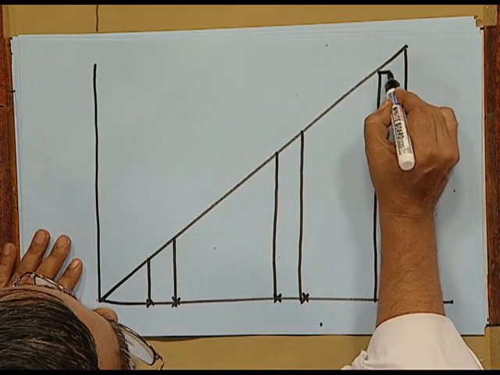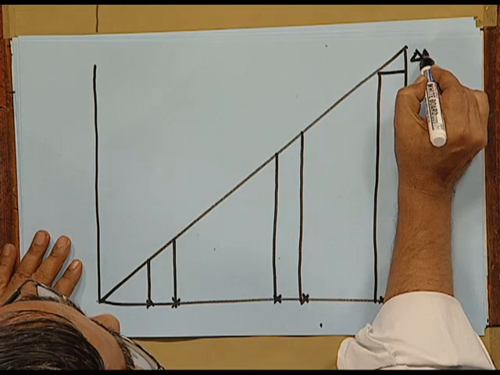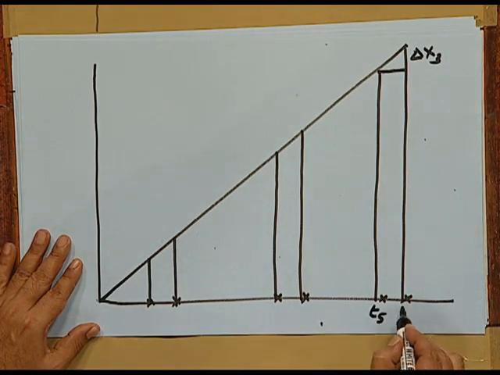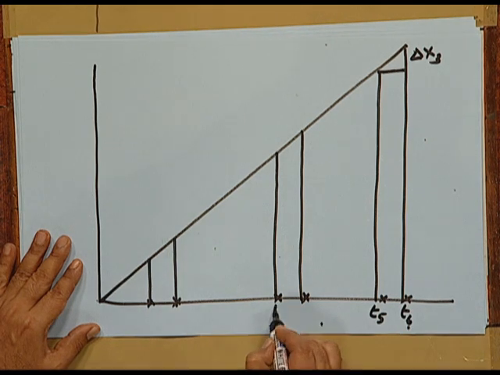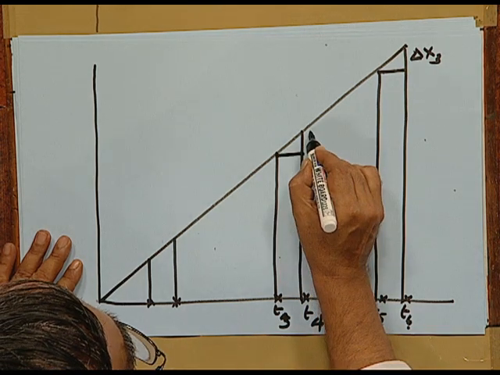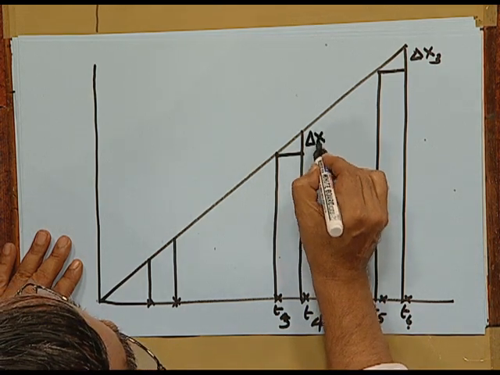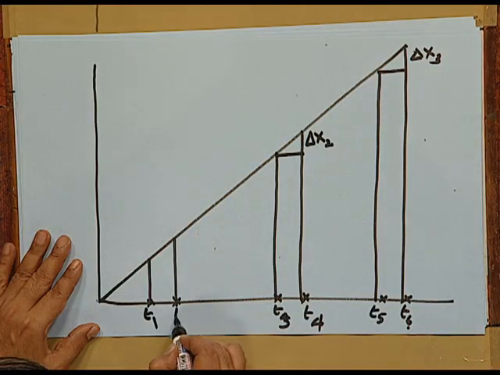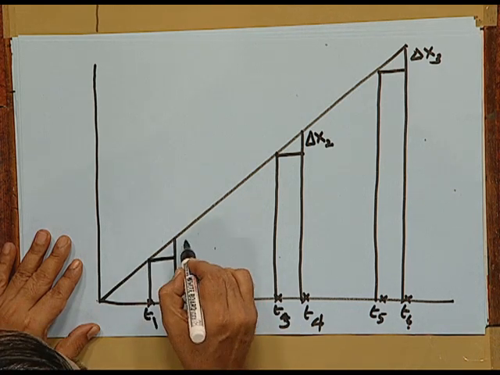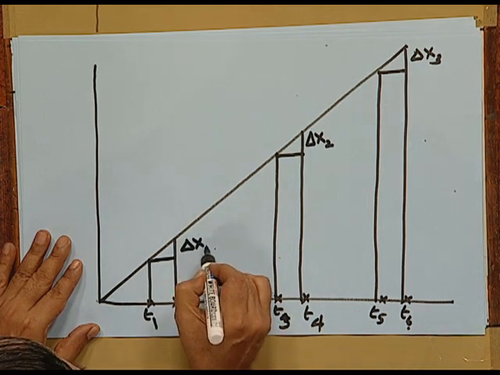Look at delta x3 in the interval t5 t6, and in t3 t4, look at delta x, which is represented by the height, which I have indicated as delta x2 here. Between t1 t2, the interval is the same, but the timings are different. Look at this delta x1.